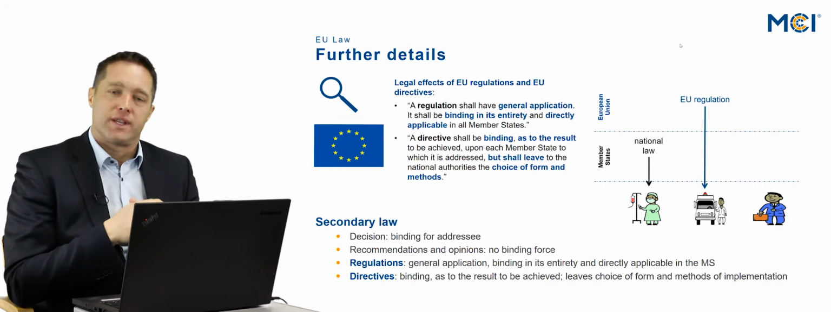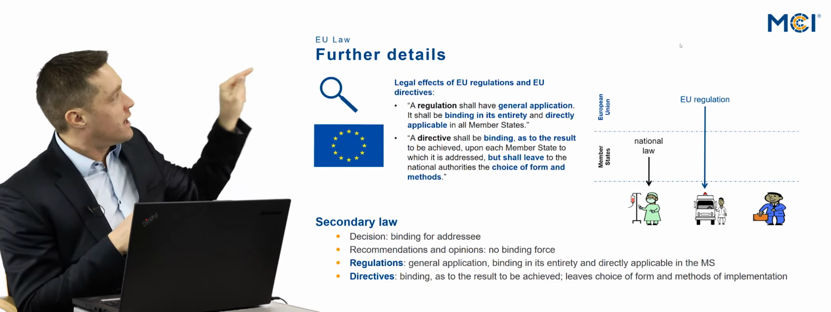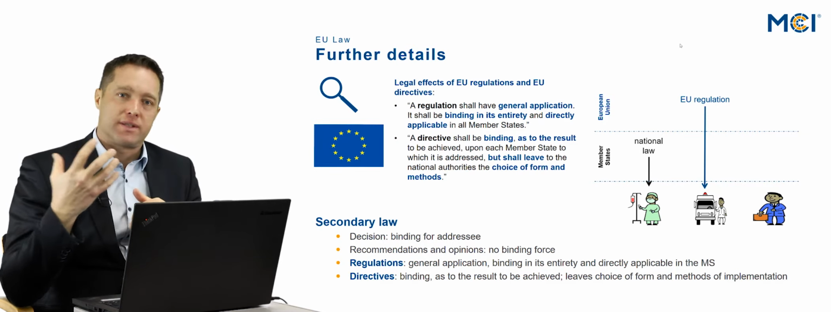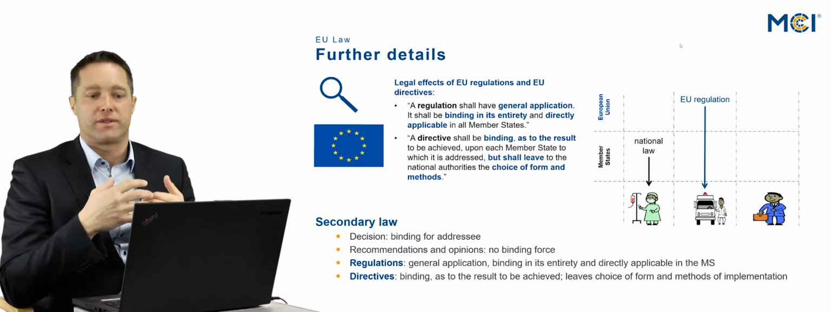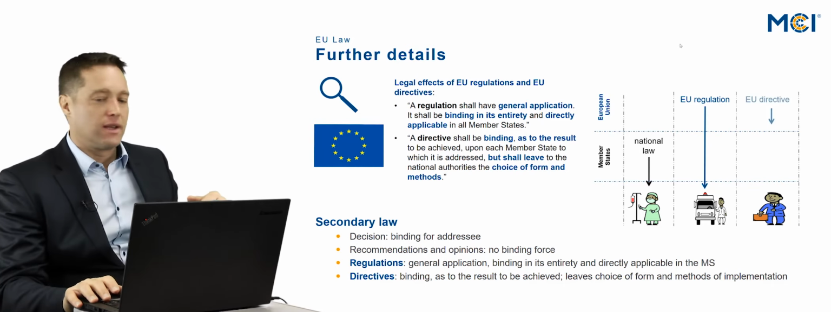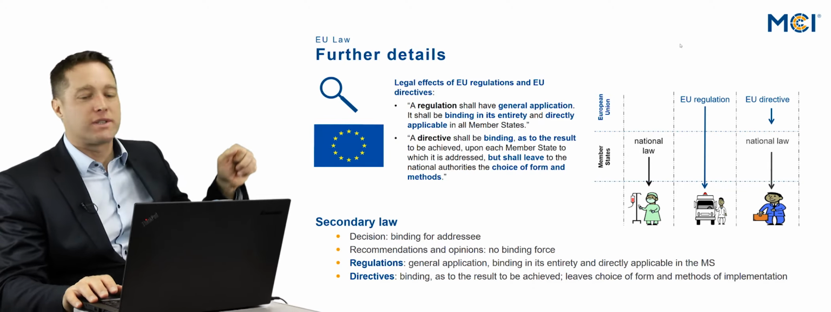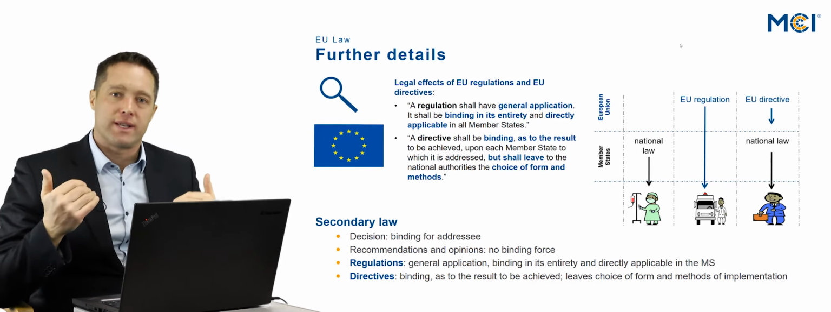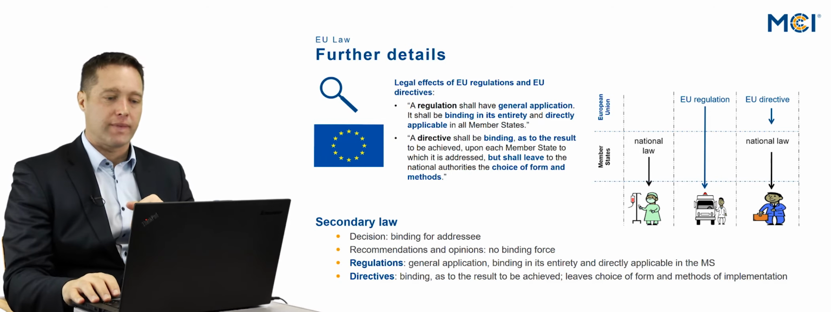If we move on to the definition of a directive, as you can see, it's only binding as to the result to be achieved upon each member state to which it is addressed, but, now that's the difference, it shall leave to the national authorities the choice of form and methods. So, as you can see, the directive is addressed to the member states, and then the member states need to implement it into national law. In other terms, as long as it's not implemented, it's not binding on you.